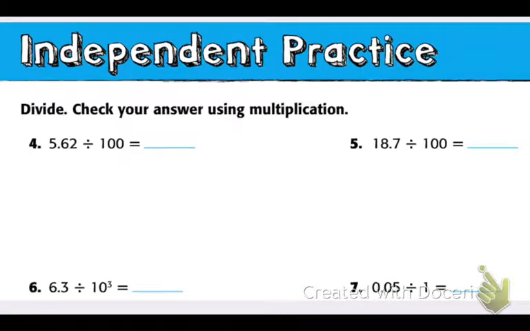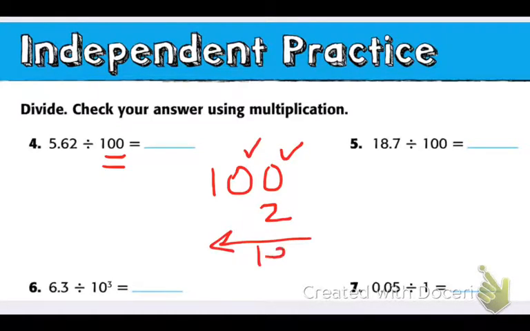Independent practice, divide. Check your answer using multiplication. Okay, well, I know step 1 is determine what is the power of 10. Well, the power of 10 is 100. How many zeros does 100 have? Well, it has 2 zeros. So I need to move 2 places to the left.